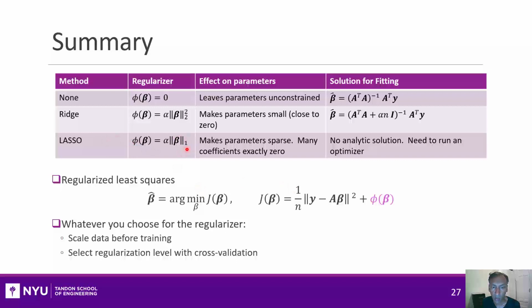LASSO has this L1 norm, and it has the property that it tries to make at least many of the coefficients exactly 0. There's no analytic solution, but you can run an optimizer to do this. And again, all of these, first of all, you want to scale the data before training. And secondly, all of these regularizers have scaling factors associated with them, and you want to find them by cross-validation.